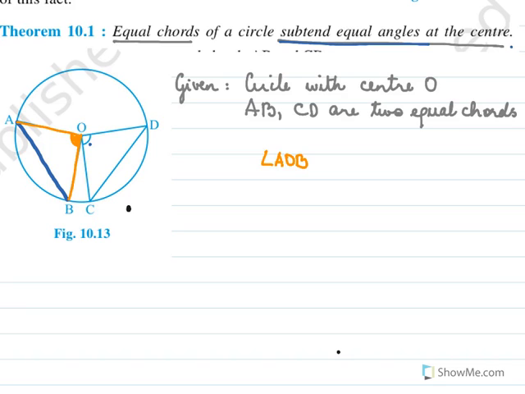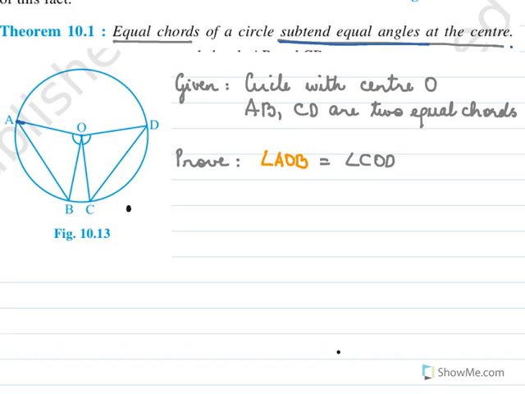Similarly, we have to find the angle subtended by CD. So here is CD. To find the angle subtended by CD, you have to join OC and OD. This is the angle subtended by CD. So we have to show this angle AOB is equal to angle COD. So this is to prove.